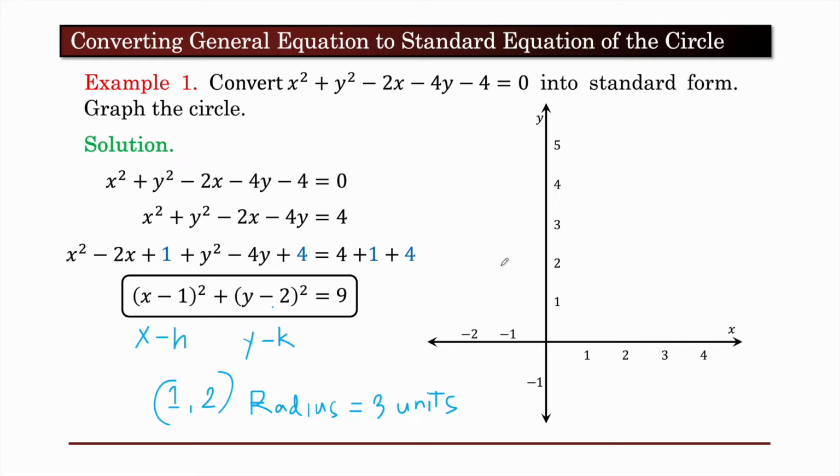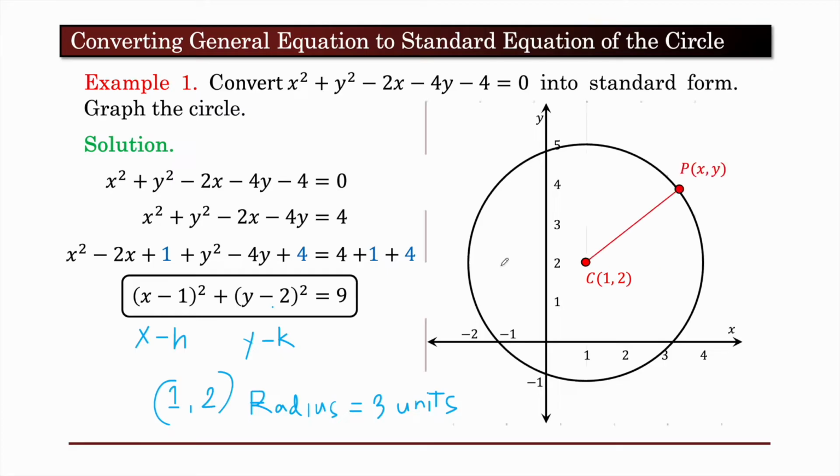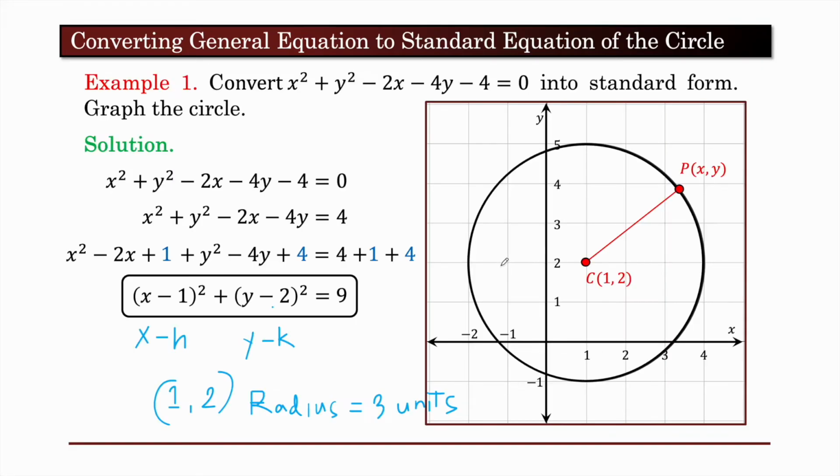So, to graph, let us locate 1, 2, and then draw the circle whose radius is 3 units. Okay, this is 3 units, guys. I hope that is clear. Let us proceed to another example.